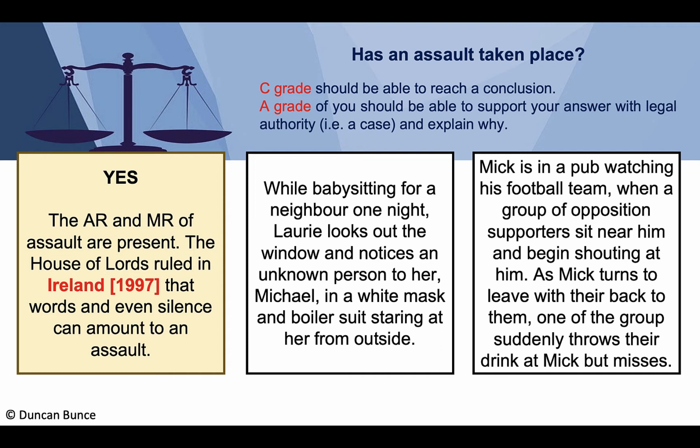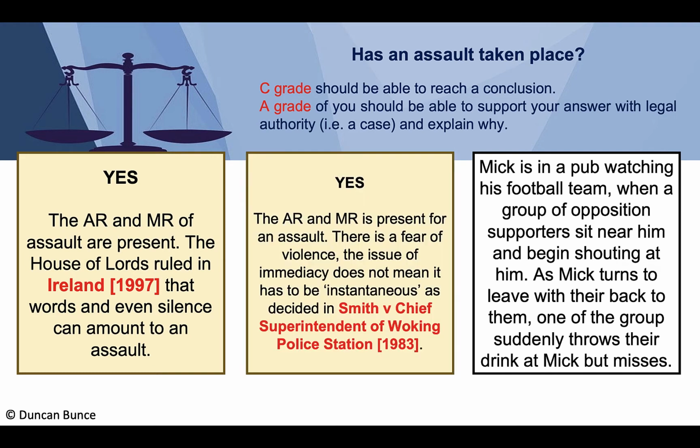So for this, I think it looks like intention. Let's click there, and you can see that's the case we talked about. Now we've got Mick in a pub watching his football team when a group of opposition supporters sit near him and begin shouting at him. As Mick turns to leave with his back to them, one of the group suddenly throws their drink at Mick, but misses. Now this is something in an exam problem scenario that has cropped up a few times, and you've got to be careful when you look at it.